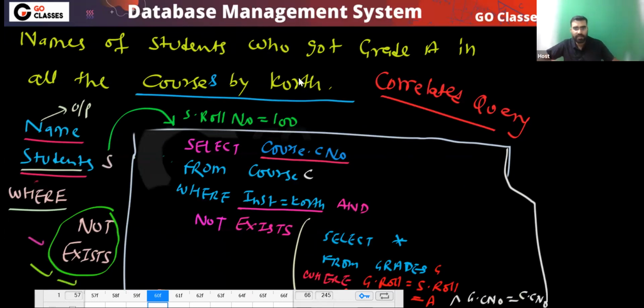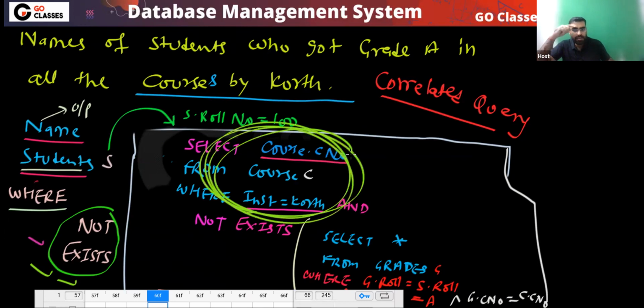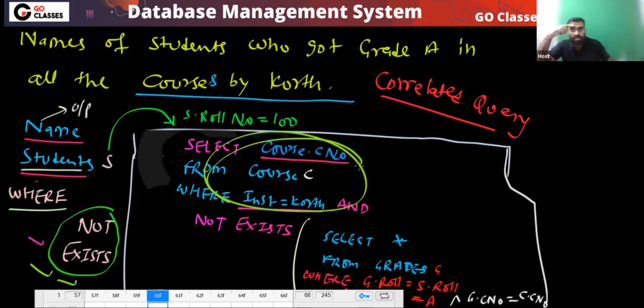The second point: I will find those courses where you did not get grade A. So you should not get grade A. Yes or no? Those courses where you did not get grade A.